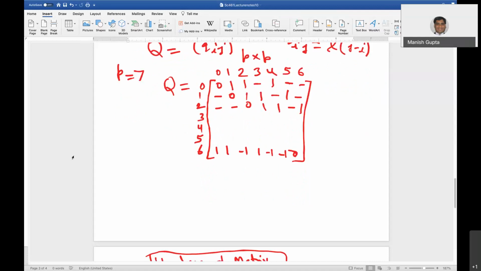You can note down that in this case chi of j minus i, which is the same thing as chi of -1 times chi of i minus j, is the same thing as minus of Q of ij.